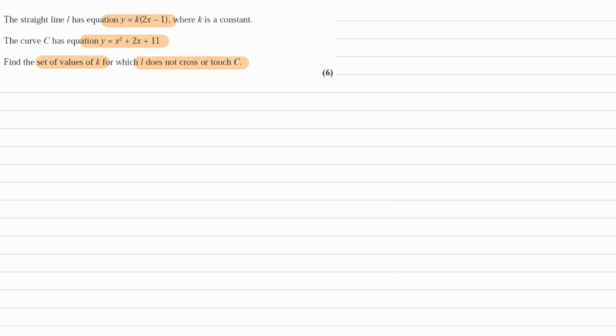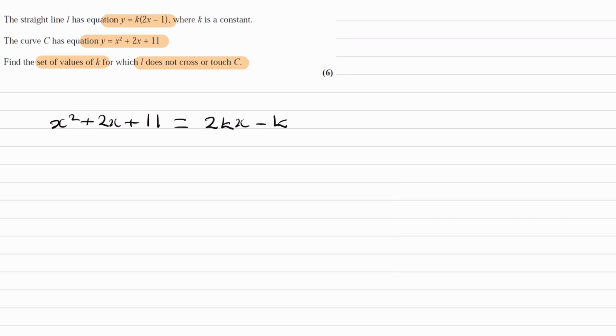So, first thing we can do, set them equal to each other. So x squared plus 2x plus 11 is equal to k times, I'll actually multiply it out, so it's equal to 2kx minus k. Because the two things do not cross or touch, there shouldn't be any solutions to this equation. And then using that condition, that should then give us a set of values of k.